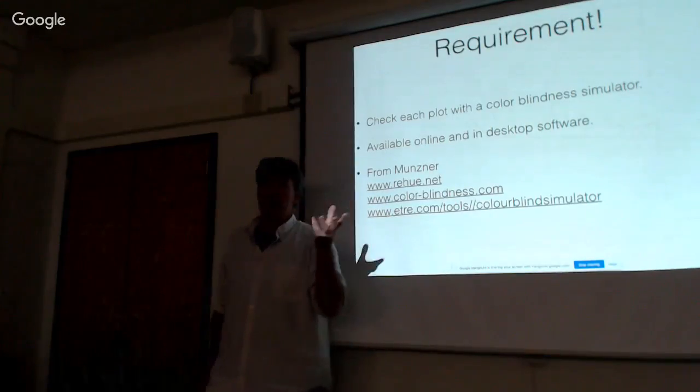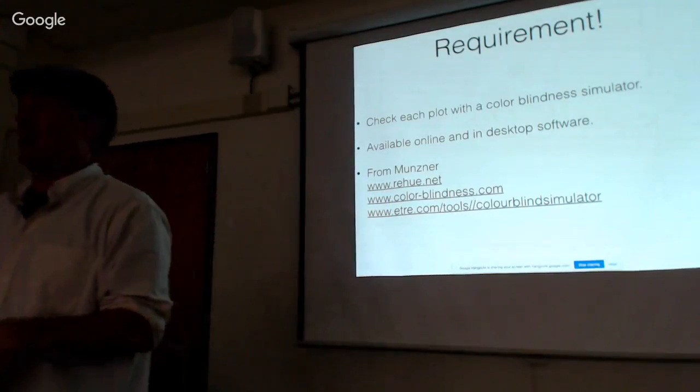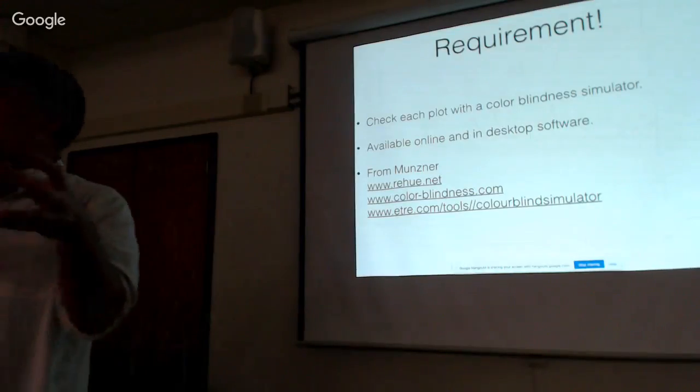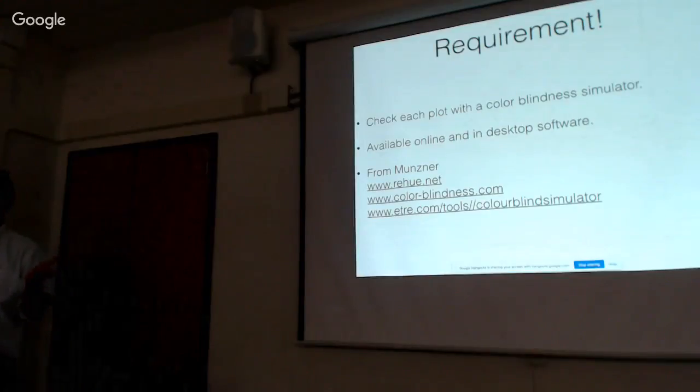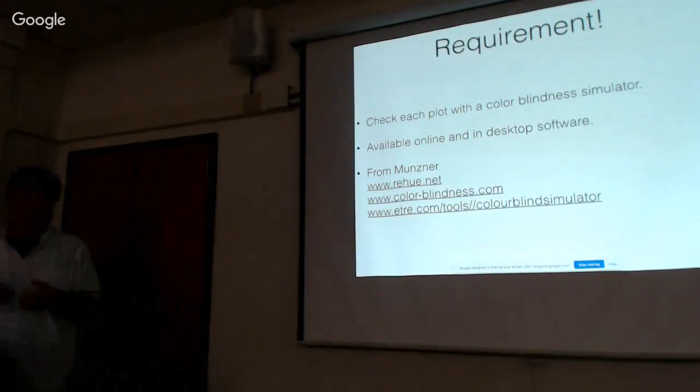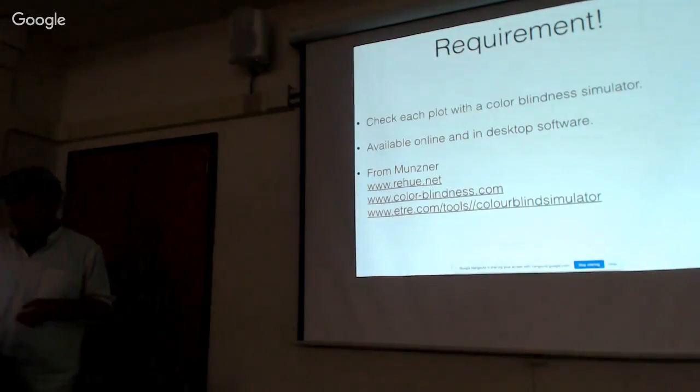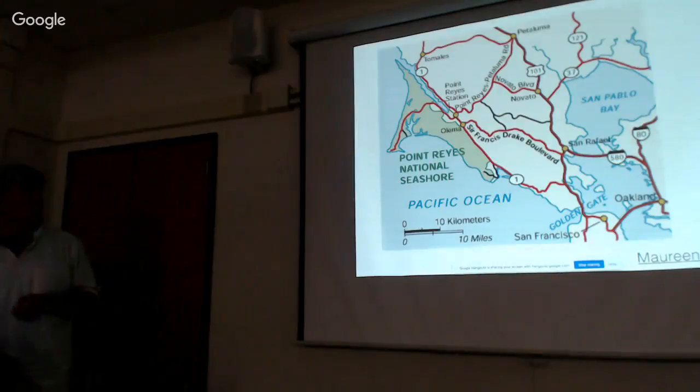There are websites, and it's built into R and other tools too. You can just say, take these colors and map them into the colors that a colorblind person would see, and you get to see what they would see. And if you can't see the bit that you want, then neither can anybody else who's colorblind.